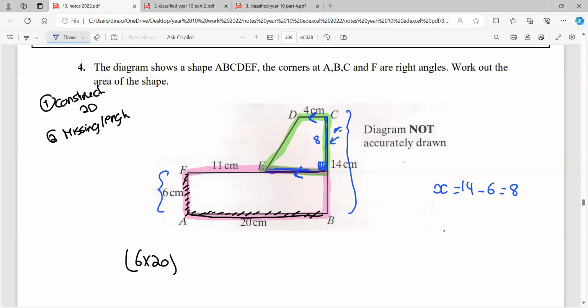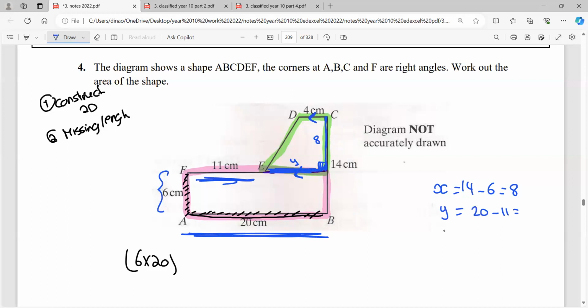Now, again, this part is missing over here. The trapezium has created a big problem for us. I need to find this part over here. Now, the whole base is 20, and part of it is 11. So if I label this, for example, as y, then y is going to be 20 minus 11, which is equal to 9. So this is the x and this is the y.